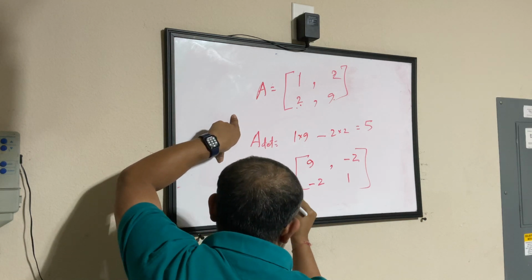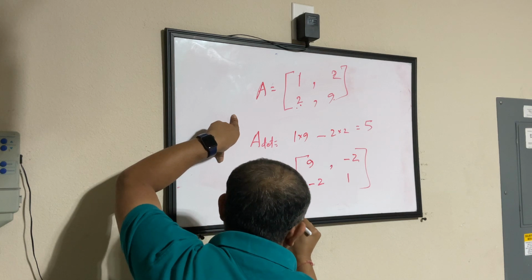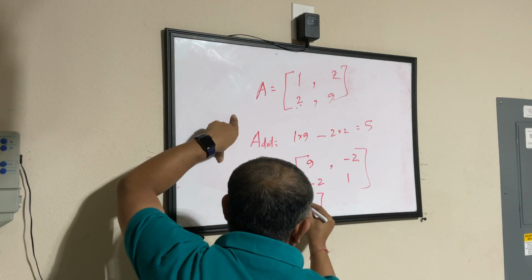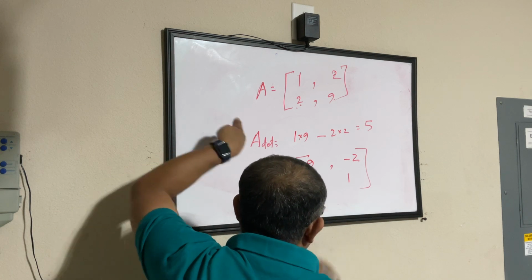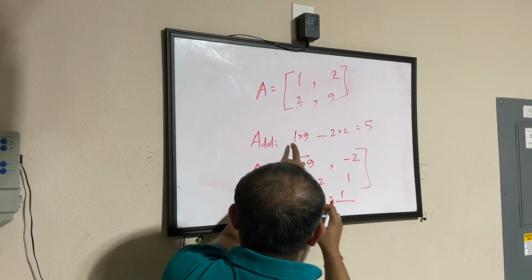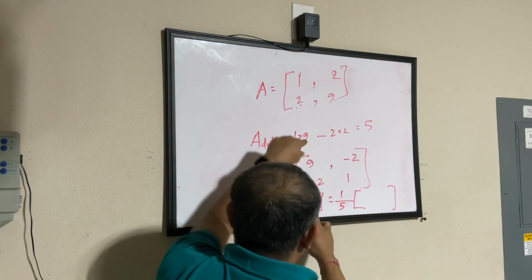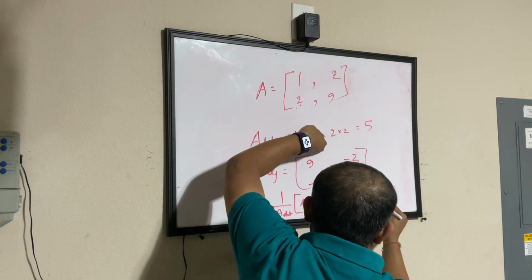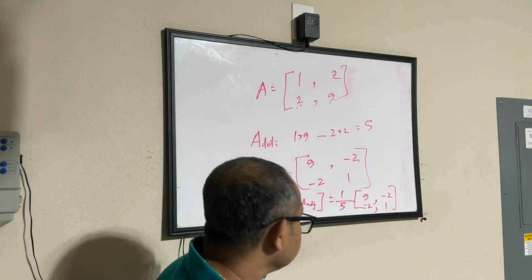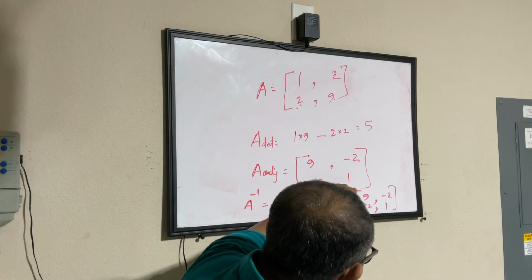So now coming back to the inverse of the matrix. The inverse of a matrix is nothing but 1 over the determinant of the matrix multiplied by the adjoint of the matrix. Now you have both the things here. So what that would mean is 1 divided by the determinant of the matrix, which is 5, multiplied by the adjoint. The adjoint is this one. So you'll put this as 9, minus 2, minus 2, 1. This became your inverse.